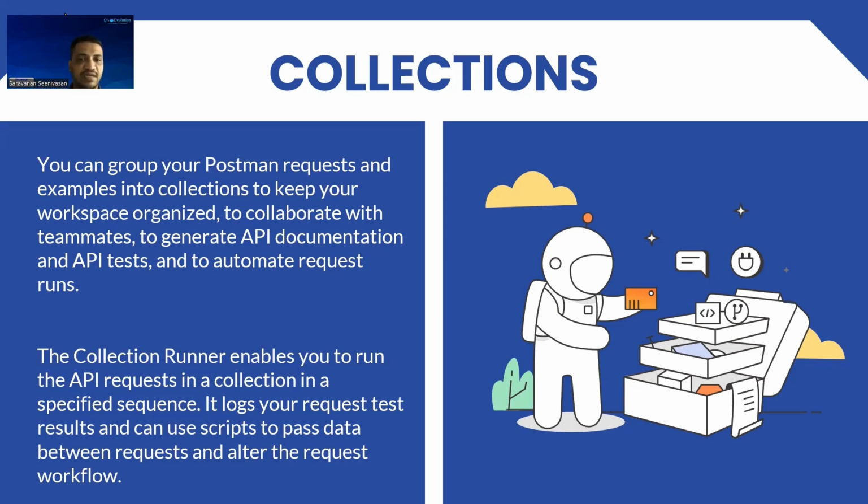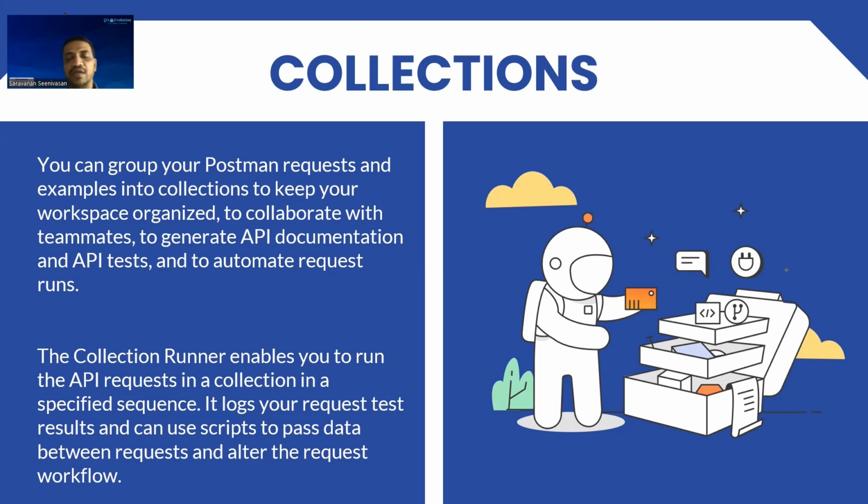So we have a collection runner also. The collection runner enables you to run your API requests in the collection in the specified sequence. For example, you have requests 1, 2, 3, 4, right? It's going to run 1, 2, 3, 4 in order. Okay, and there are a lot of options we can use on the collection runner. You can schedule your collection runner, and you can run it in CLI mode also. There are a lot of things.